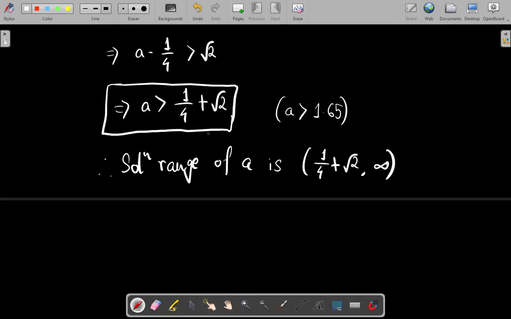Okay, so this is it. Okay, I hope you understood the graph. My figure is not so clear, but it gives you the idea.